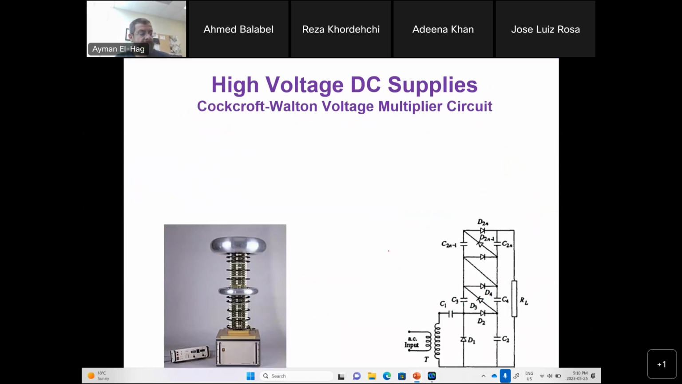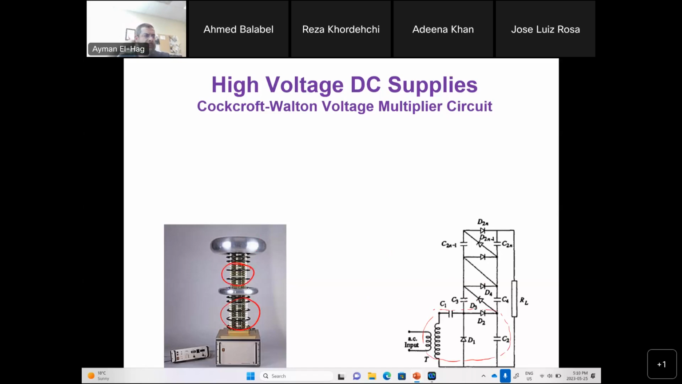Now, based on this idea, we use the Cockcroft generator. The Cockcroft is basically a multiplier. So if you look here, this is your voltage doubler, and we cascade it. And this is how it looks. So all these diode cascades, you have them here.